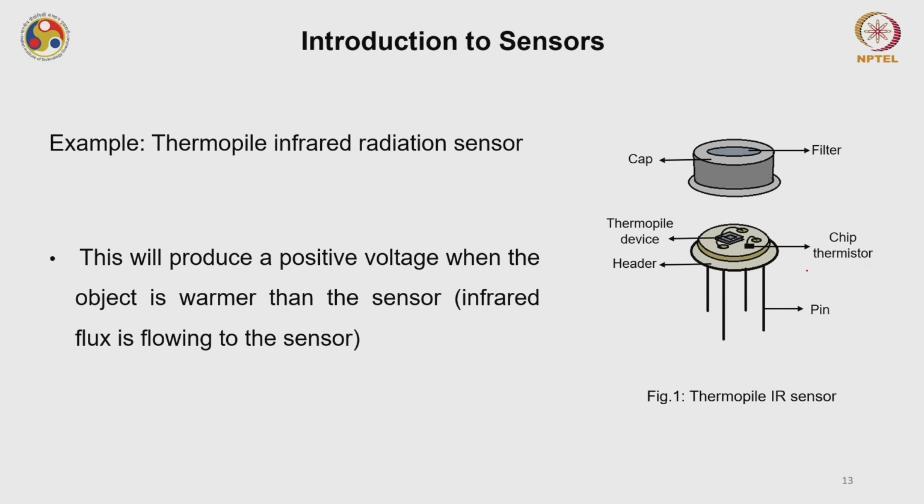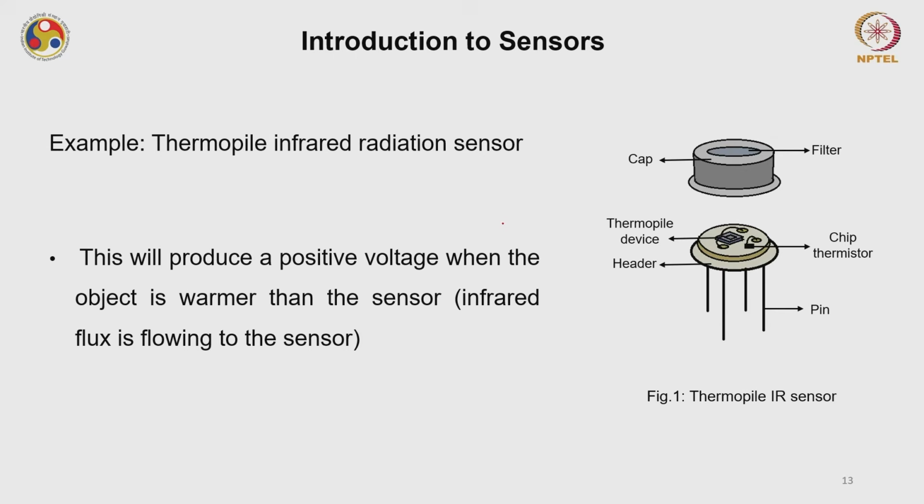Okay, so it's basically a heat sensor. We'll see it in detail in week 6, but I'm taking this example to understand the transmission of energy from sensor to object. Consider the example of a thermopile infrared radiation sensor. This sensor will produce a positive voltage when the object is warmer than the sensor, which means the infrared flux is flowing from the object towards the sensor.